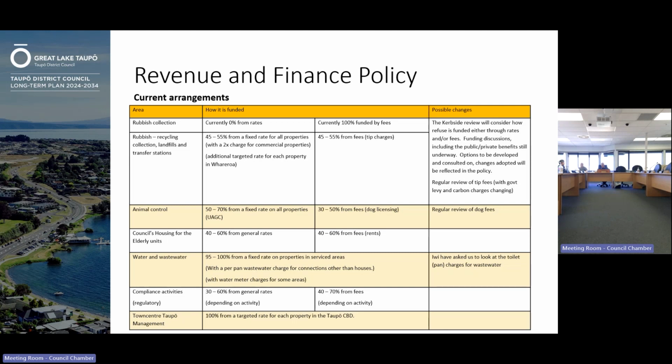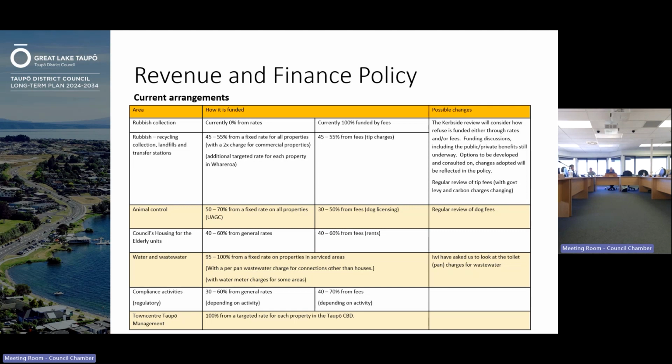At the moment the targeted rate in Taupo funds Town Centre Taupo, the little organisation, which is a collective that works on behalf of businesses. We don't have a similar collective in Turangi. Maybe it's time we encourage people to be more actively involved in that environment. There's a committee down there at present that's been set up, so it might be an opportunity to talk to them through the co-governance. So those are my three questions.